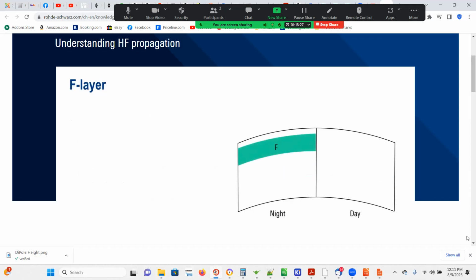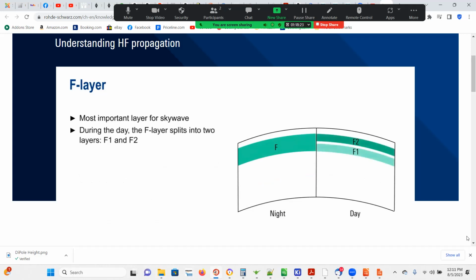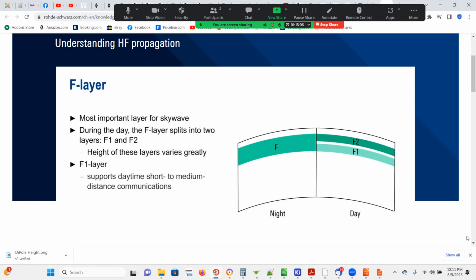The F layer is the most important for skywave propagation. During the day, the F layer splits into two sublayers, F1 and F2, which merge back into a single layer again at night. Compared to the D and E layers, the height of the F layers changes considerably based on things such as time of day, season, and solar conditions. More on this shortly. The lower F1 layer primarily supports short to medium distance communications during daylight hours.